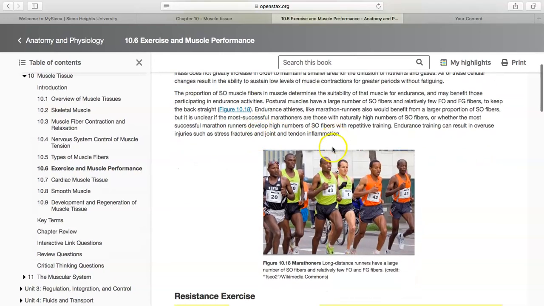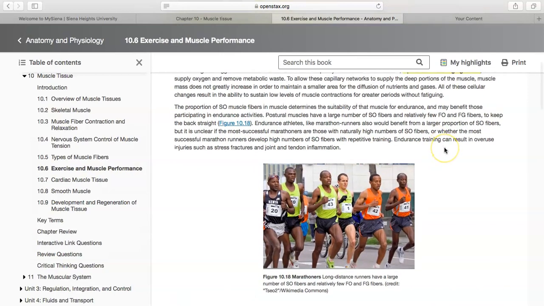So one interesting thing I think this brings up is they are still unsure if the better runners, some people are just naturally better runners than others. We don't know if that is because people are born with naturally higher slow oxidative fibers, or whether they develop them just because they are doing repetitive training. So I think it's interesting that we still aren't really sure. I would assume that, even if you're not a good runner now, if you train yourself, you can definitely build up some more slow oxidative fibers to make yourself go for longer distances.